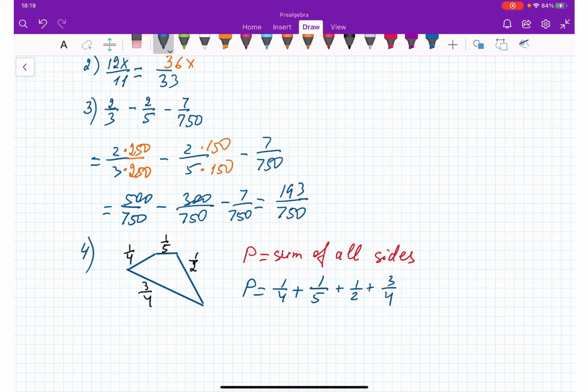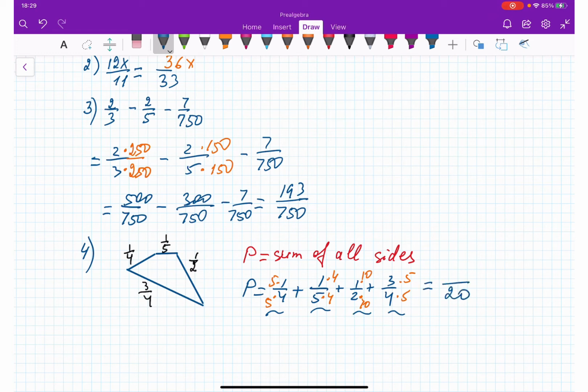Okay. It's easier to bring everything to the same common denominator. We have 4, 5, and 2. It's going to be 20. Right? To get 20, it's going to be 5 here, 5 here. We have 5, 4 here, 4 here. We have 2, 10 here, 10 here. And we have 4, 5 here, 5 here. And the result is, here we have 20, 20, 20, 20. That means the denominator is 20.